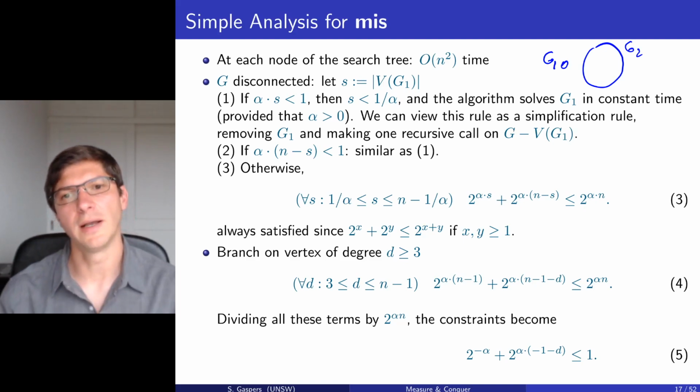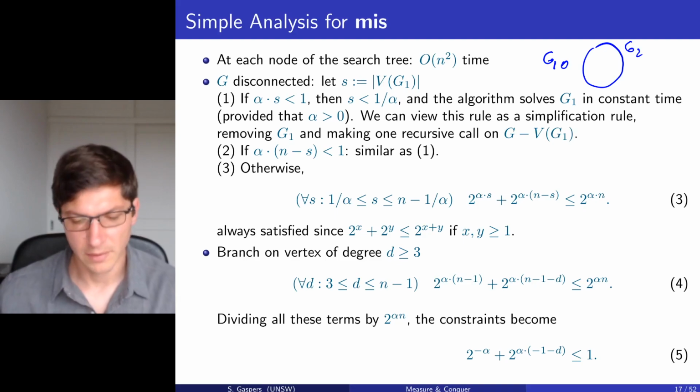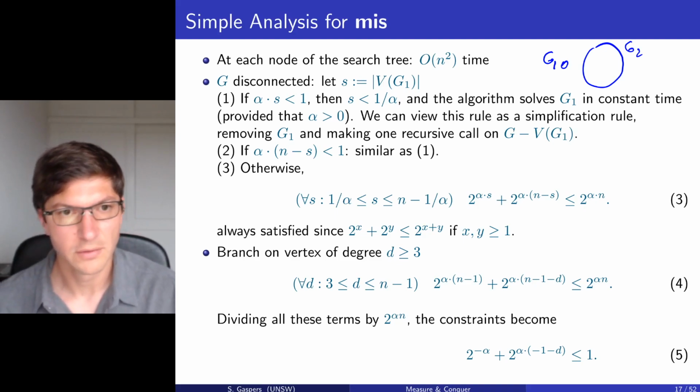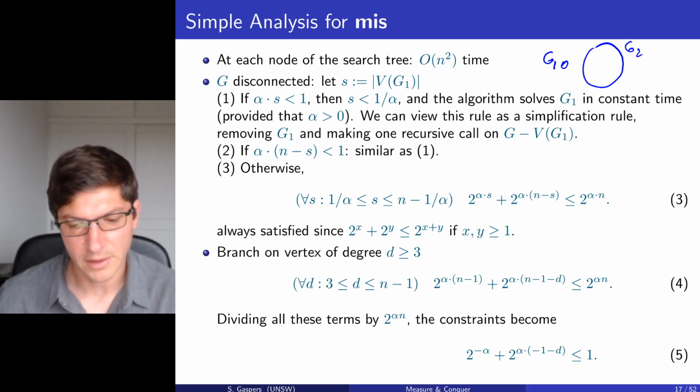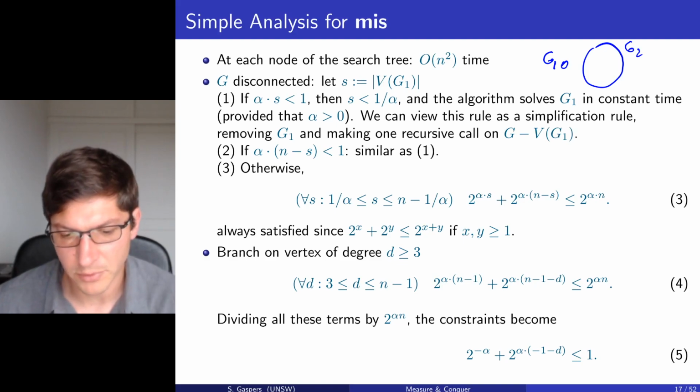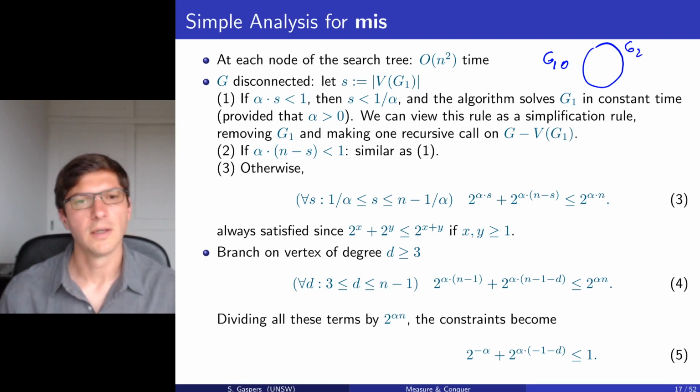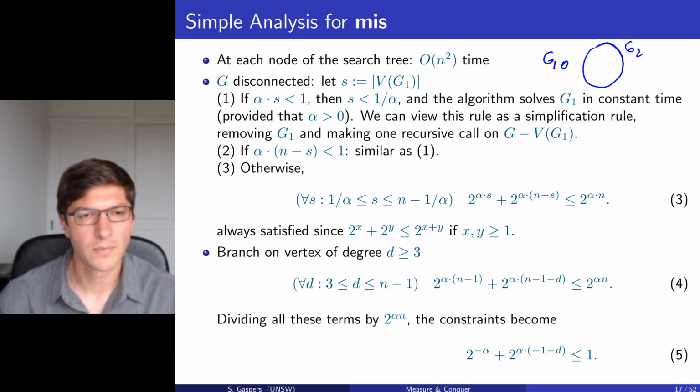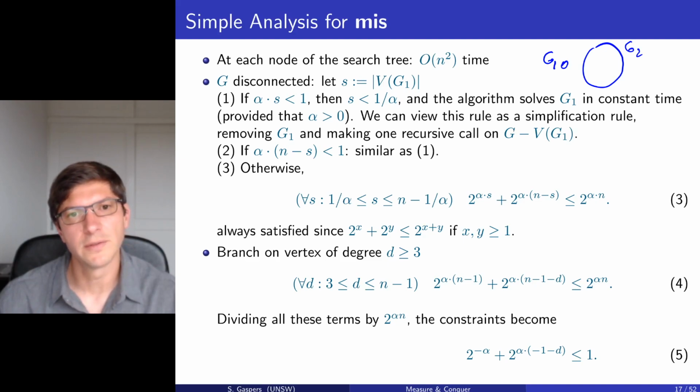This is so that the analysis works out nicely. So let's look at the details. We're going to say that if alpha times S, where S is the number of vertices of G1, is smaller than 1, where alpha is a constant that's more than 0, then the number of vertices in G1, S, is smaller than 1 divided by alpha.